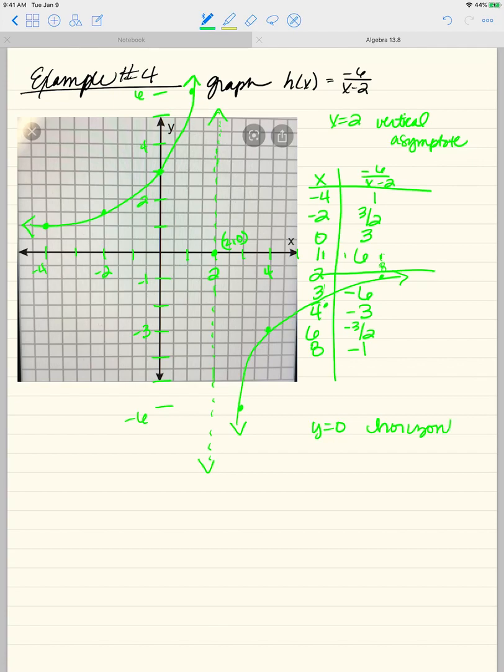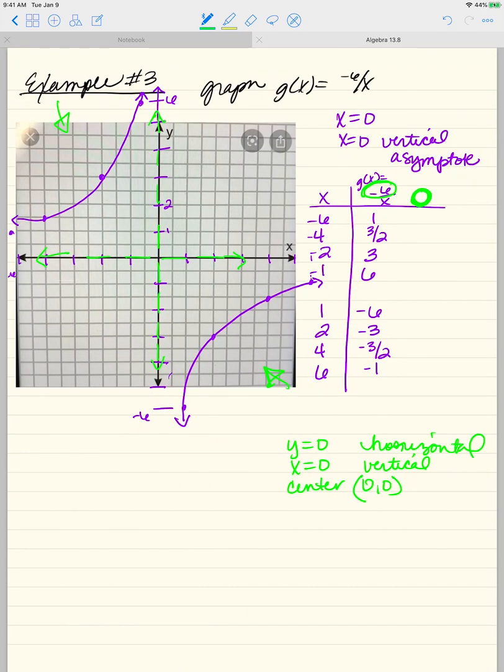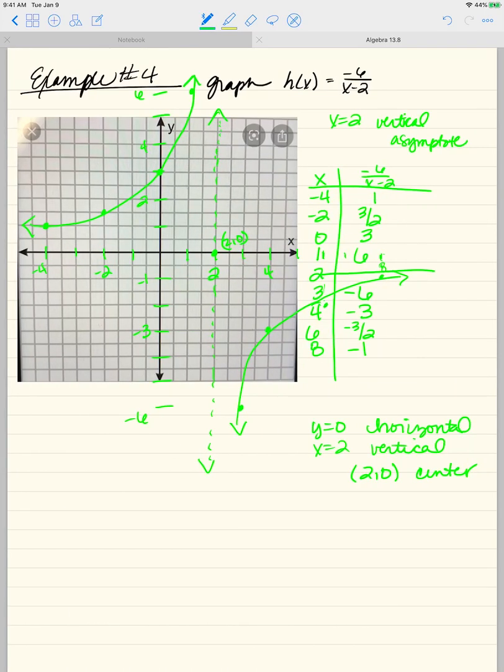So if our horizontal asymptote is at y is equal to 0 and our vertical is at x is equal to 2, what is the center of this hyperbola? It is 2, 0. 2, 0 is the center. And this graph is the result of translating the graph of g of x 2 units to the right, where g of x was this one, okay? And we've just taken that negative 6 over x, and we've moved it 2 units to the right, okay?